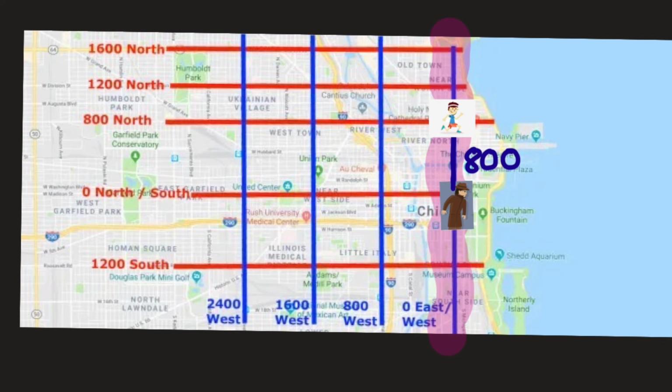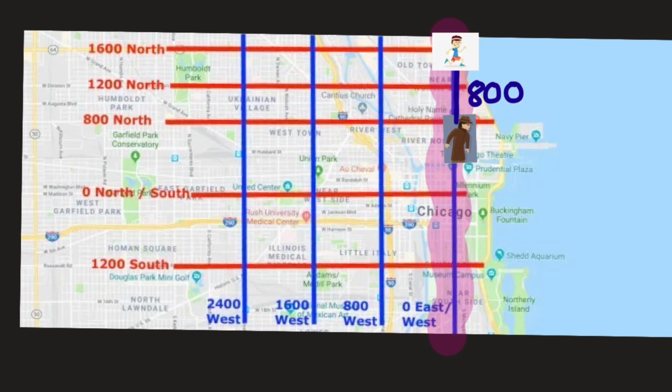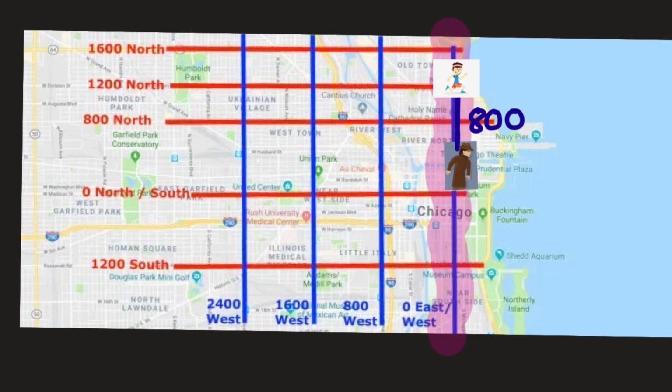Well, let's look at it together. Right at the beginning, the distance between you and the stalker is 800 miles. If he's good enough with keeping exactly the same velocity as yours, then as you two run, your distance will stay constant. It's always 800 miles. So by the time you are at 1200 north, he should be at 400 north.